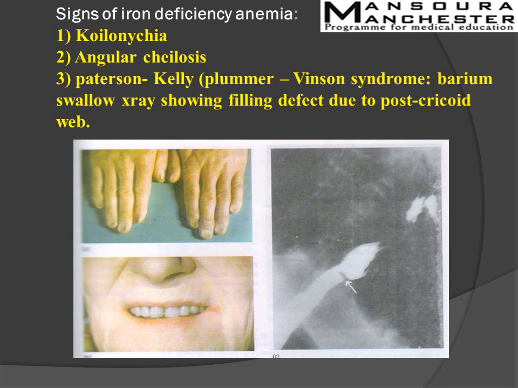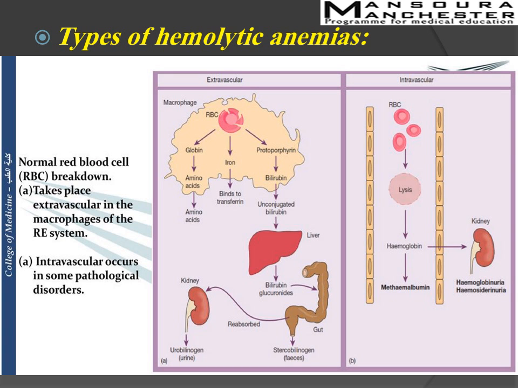I will skip this slide, it will be discussed later. This is the types of extravascular hemolysis, as we just discussed, in which the RBC destruction occurs in the macrophage of the reticuloendothelial system, and we have what's called the intravascular hemolysis. In intravascular hemolysis, which is a pathological problem, hemoglobinuria is the most prominent clinical sign, which differentiates it from the extravascular hemolytic anemia.